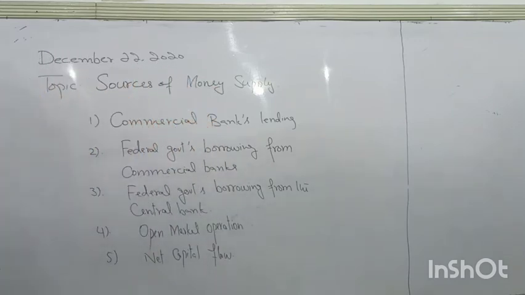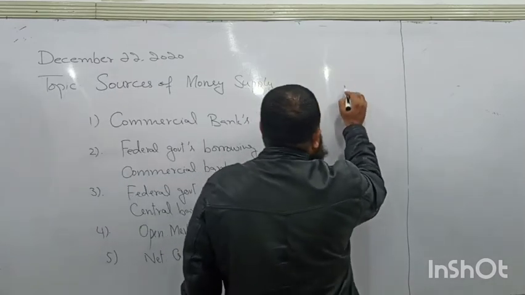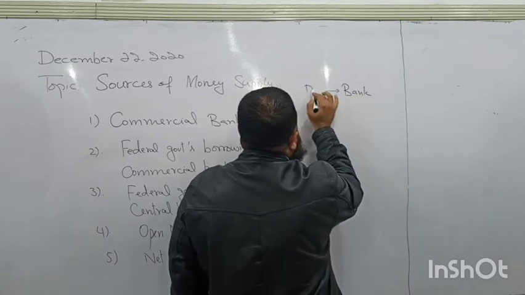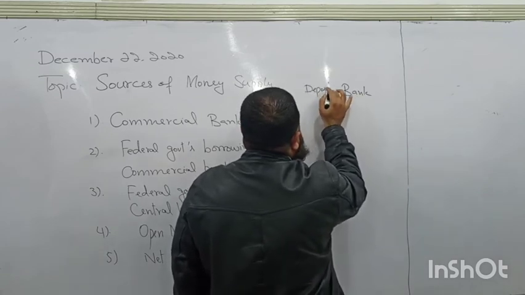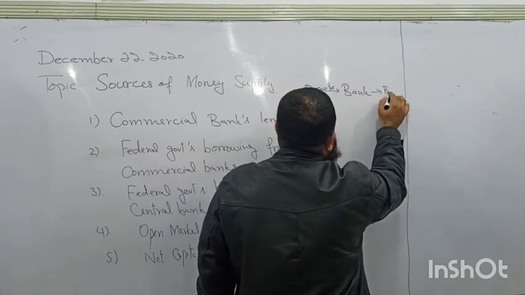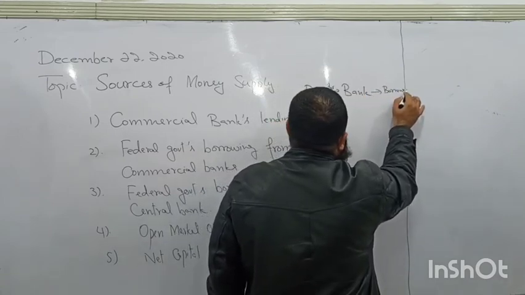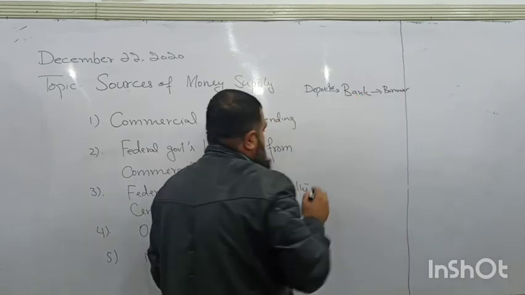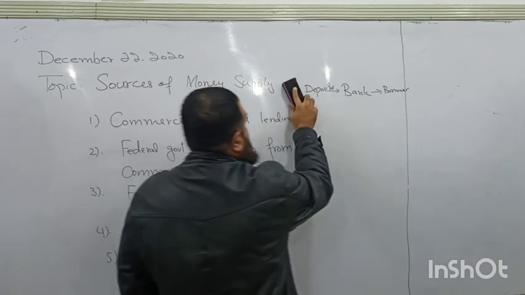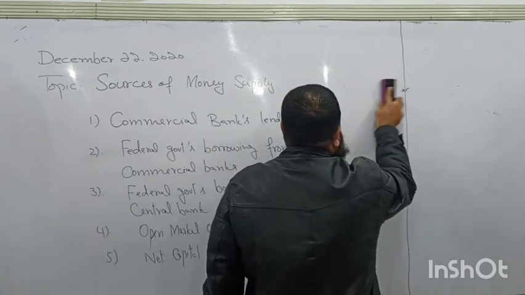Basically, a commercial bank is that bank. How can we define a bank? A bank is basically an intermediate place between the depositor and borrower. If I write it somewhere else, it is not going to be clear for you people over here.